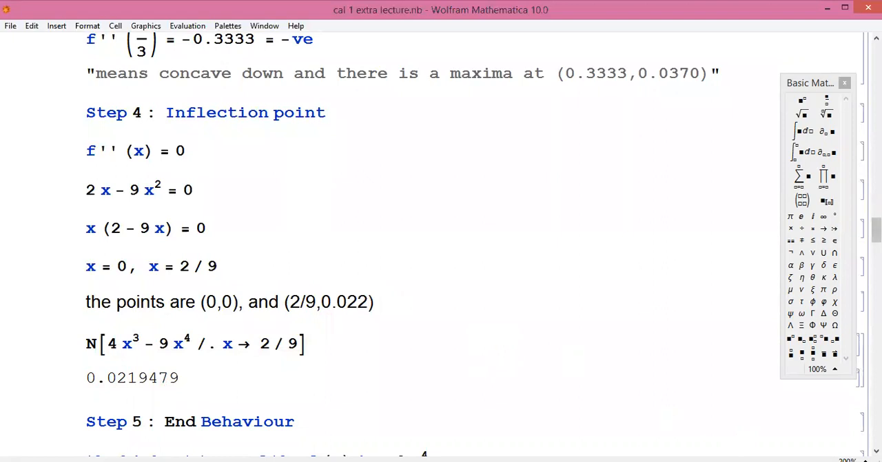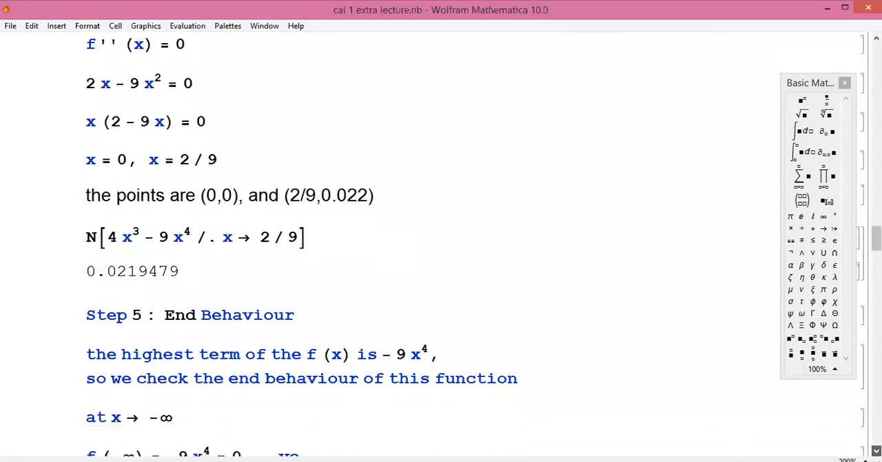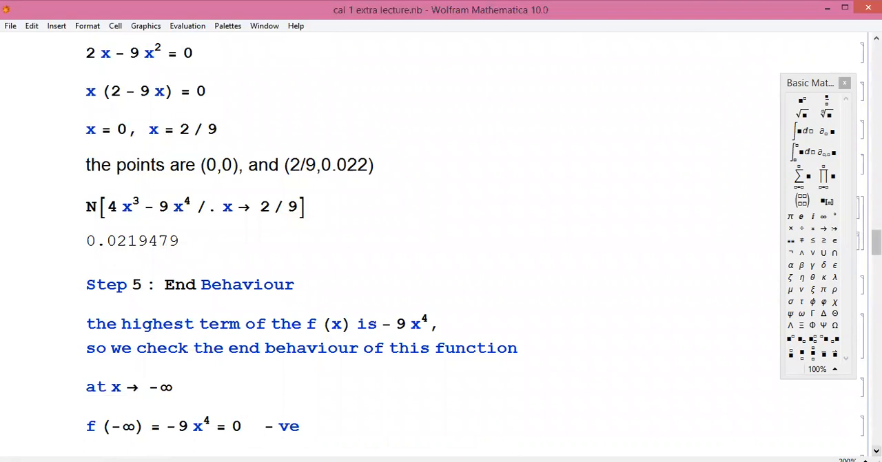Last point is the end behavior. What is the end behavior of the function? If I move x to infinity in either direction, in which direction will my function move out? Seeing the highest term of f of x, as you can see, the highest term is this one, minus 9x power 4. So we check the end behavior of this function as x tends to minus infinity.